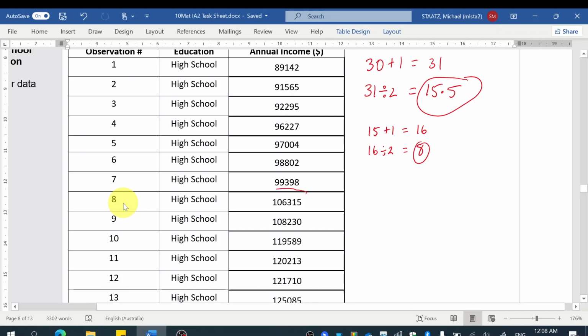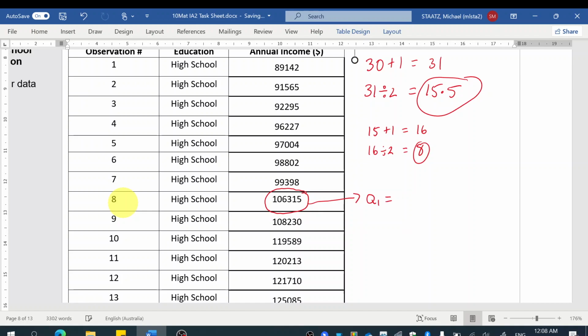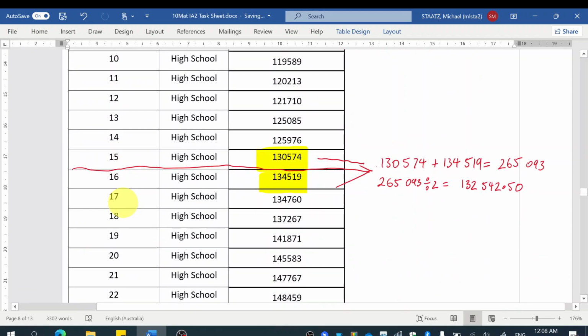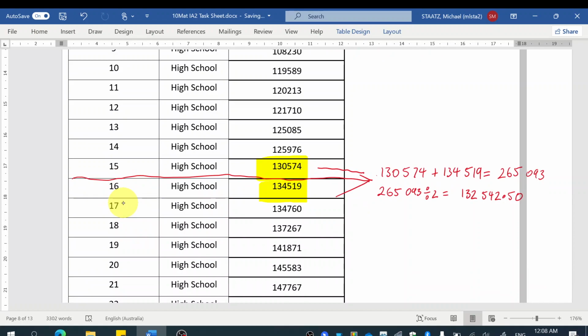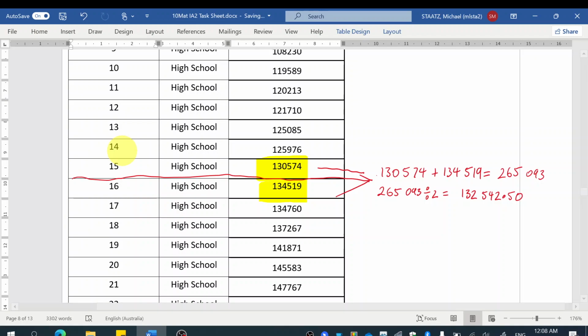Now, when I'm not between two observations, when it's an actual observation, I'm going to draw a circle around it. And then I can write Q1 equals 106,315. Down here, where I've previously done my median, just to tidy it up, I'm going to write median equals that number, 132,542.50.